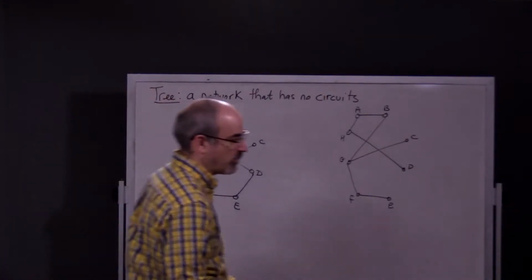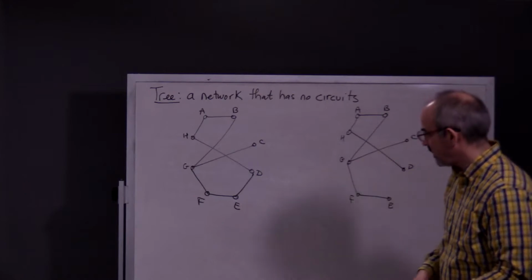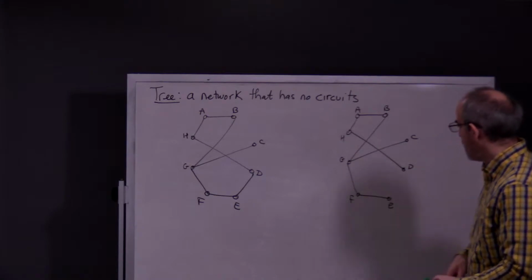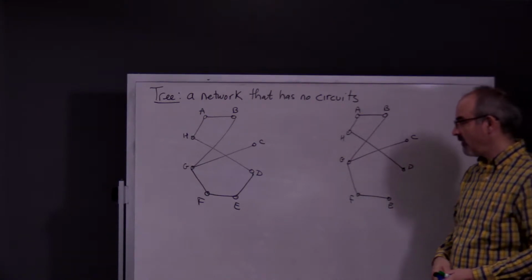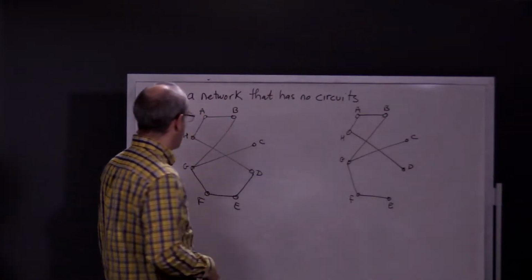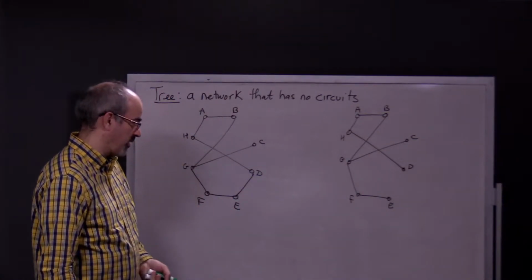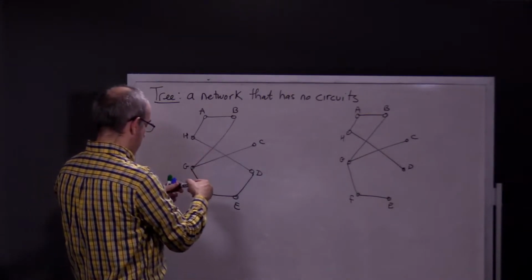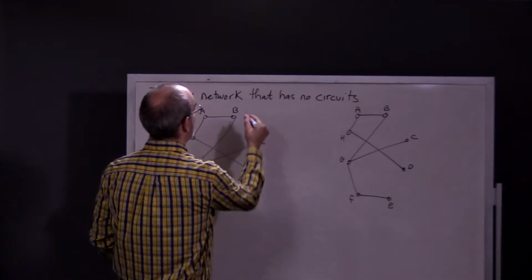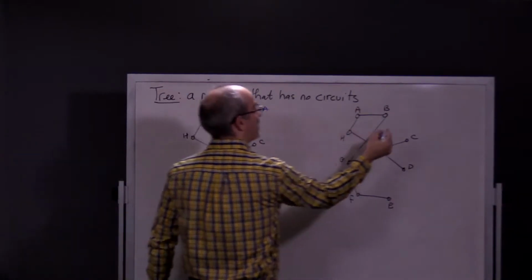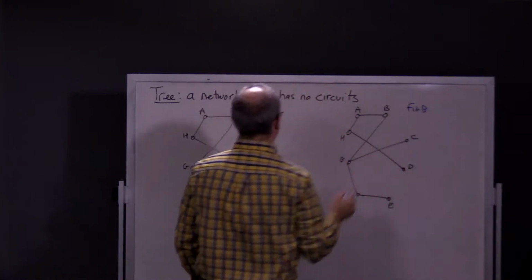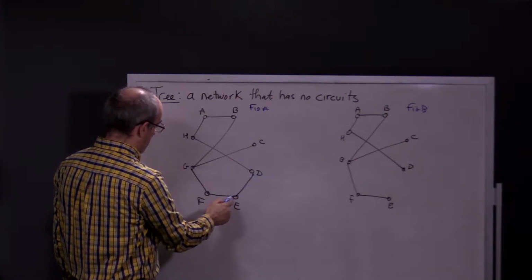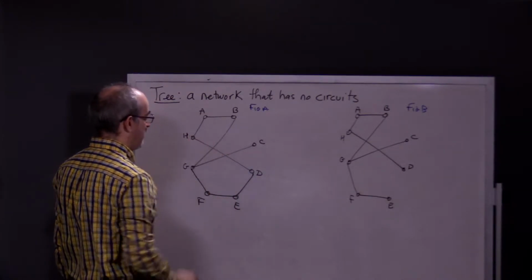One of these is a tree and the other one isn't. Okay, well, you can pause the video if you want to guess which one's a tree and then start it back up again. If you look at these, they're both connected networks, or connected graphs, so they're both networks. But this one here, I'll call it figure A. Figure A has a circuit. You could go from A to H to D to E to F to G to B to A.